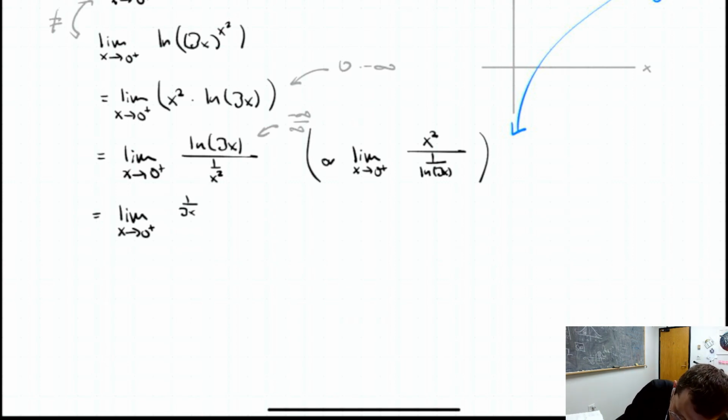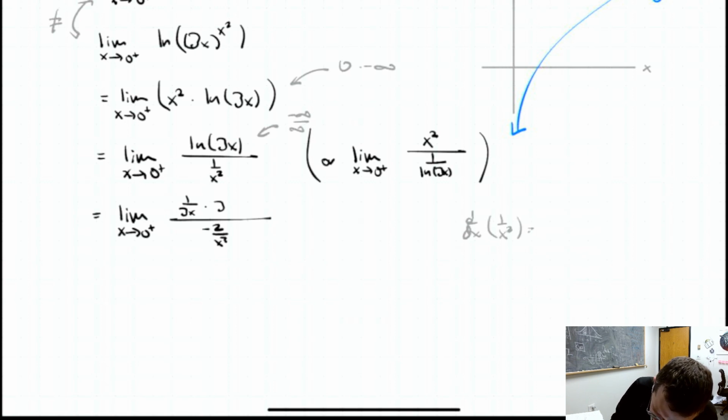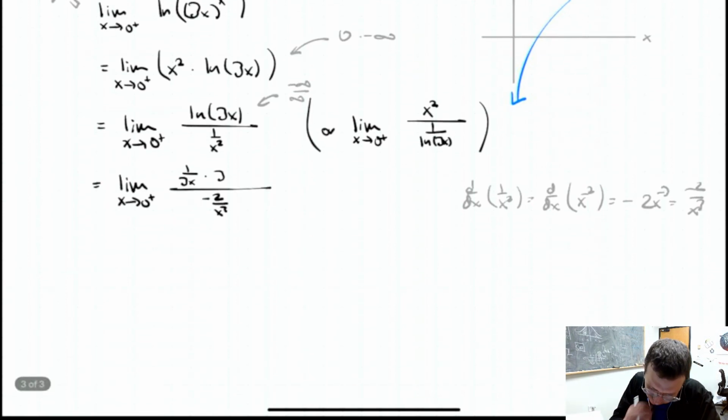Okay, the derivative of ln of 3x is 1 over 3x times the derivative of 3x. The derivative of 1 over x squared is minus 2 over x cubed. And the easiest way to do that is to convert this to a negative exponent and then use the power rule. Okay, so these 3's cancel.